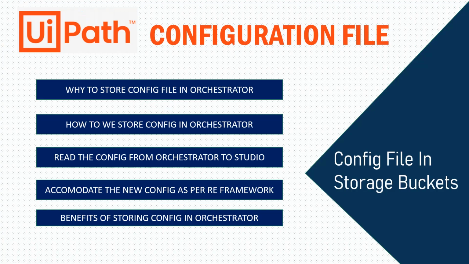That is all for this video. Let's have a quick recap. In this video, we have seen how we can store the configuration file in the storage buckets. After that, we have seen how we can use the text file from the storage bucket and convert it into a data table. Post that, we have seen how we can accommodate an existing process which is already built in the REFramework, and how we can use the storage bucket configuration file to work with the Robotic Enterprise Framework template. And at the end, we have seen the benefits we get by storing the configuration file in the orchestrator.